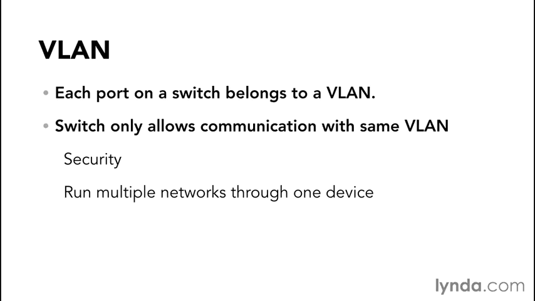So if you'd like to run 2 networks, you don't necessarily have to go out and buy 2 switches. You could, for example, take port 1 through 10 and make them part of VLAN 1 and plug in all of one network into those 10 ports. And then make port 11 through 25 a different VLAN, say VLAN 2, and then plug in all of the machines on your second network into those ports. And as far as the switch is concerned, those are 2 totally separate networks.